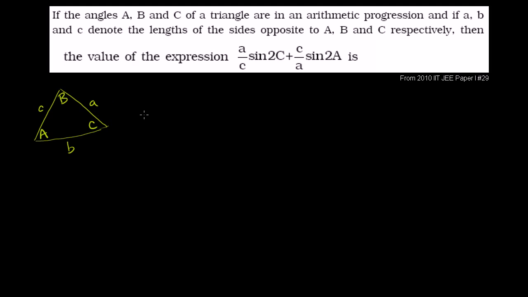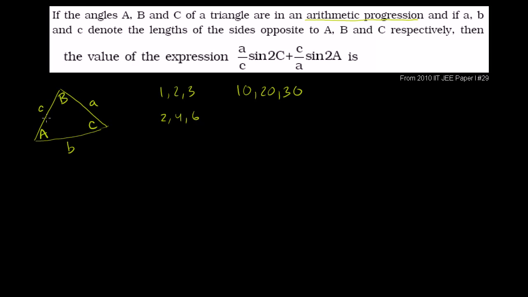Now, the first piece of information they tell us is that the angles capital A, capital B, and capital C of the triangle are in arithmetic progression. Very fancy word, but an arithmetic progression is just a series of numbers that are separated by the same amount. Let me give you some examples. 1, 2, 3, that's an arithmetic progression. 2, 4, 6, we're separated by 2 every time. 10, 20, 30. These are all arithmetic progressions.